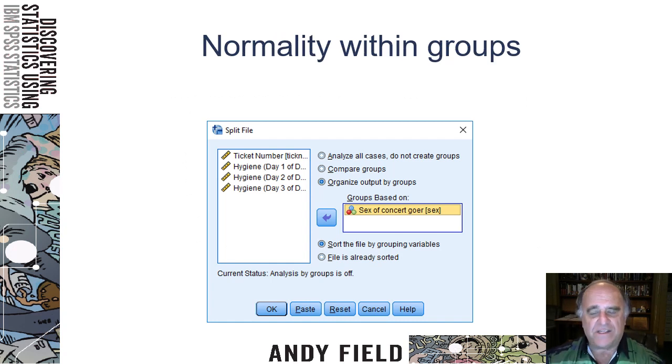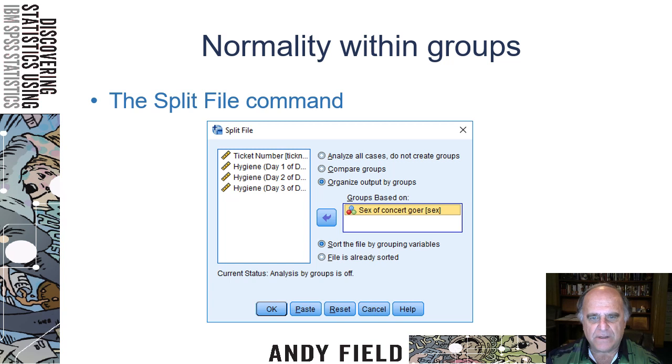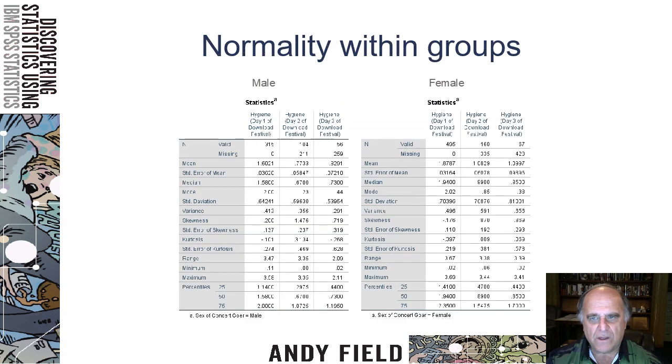Field suggests doing this for groups as well. So in SPSS, it's really simple. You go to what's called split file, and you can organize your output by groups. In this case, he's organizing his output by sex. So we would click on OK and organize our output by sex, and it would give us an analysis. It would give us those PP plots by sex. So this is the split file command again. So now we can look at normality within groups.